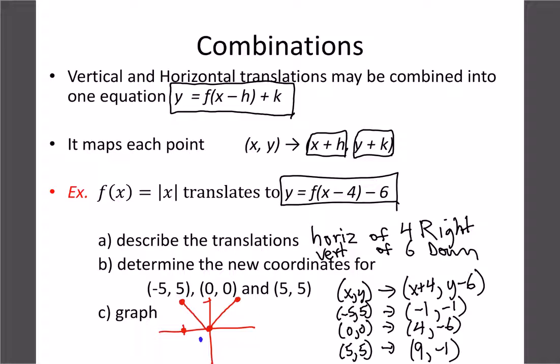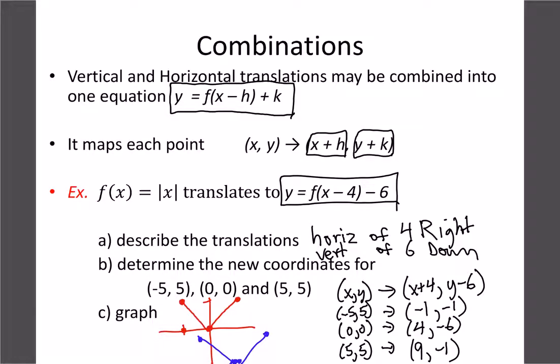The (0, 0) went to (4, 6). So 4 over, 6 down. So something like that. And then the last one is 9 over, 1 down, so maybe somewhere in there. Okay. Oops, I didn't draw that very well, but you get the idea. So we'd have our 3 points getting transformed.